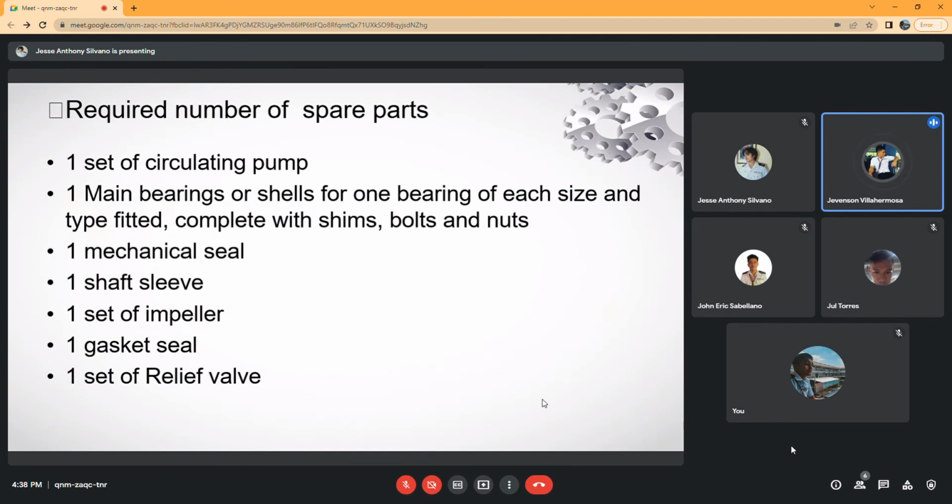So for the required number of spare parts: first is a set of circulating pump, one main bearing or shells for one bearing of each size, pipe fitted, complete with shims, bolts, and nuts. Next, a mechanical seal. Next is a shaft sleeve, a set of impeller, a gasket seal, and a set of relief valve.